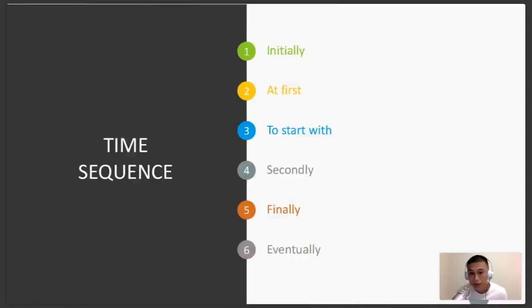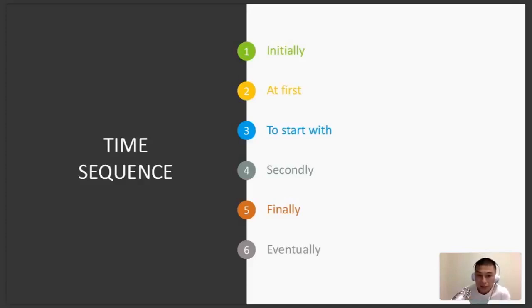The next one, time sequence. This is not going to identify what's first, but it will give you an idea of what follows each other. When you have a time sequence sentence, it's very important. Anytime they give you time, it's a key indicator that sentences will go in sequence of each other.